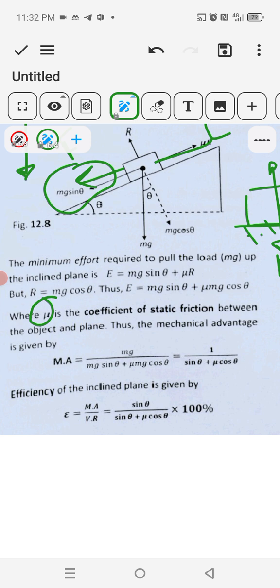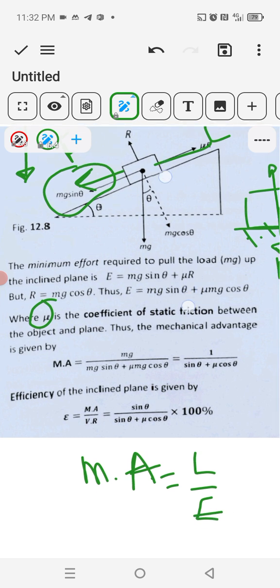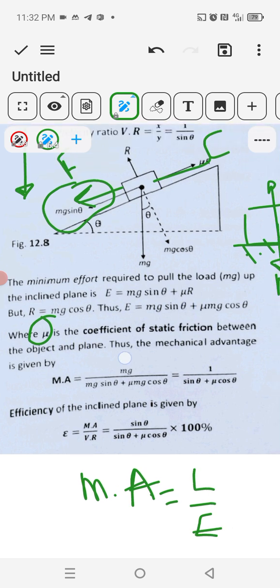Now, what would be the mechanical advantage? Mechanical advantage is always load over effort. Like you know, it's load divided by the effort. So what's the load? The load is mg, that's the object itself, divided by the effort. What's your effort? Your effort is the combination of these two. Then from there, you can see that mg is common. If you factorize mg out, you can cancel mg out. You're going to get 1 over sin theta plus mu cos theta.